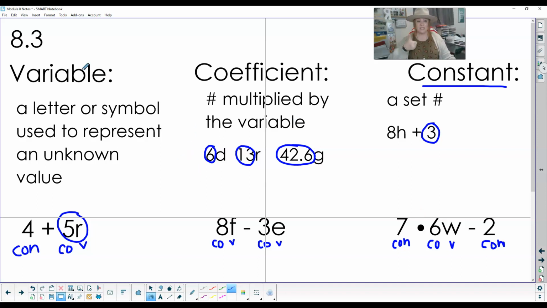So coefficients are multiplied in front of a variable. Variables are letters that can change the value. And constants are things that always stay the same. And if you want them to add this first, then you've got to put parentheses around it. You still have to follow your order of operation rules, no matter what type of expression you are writing.